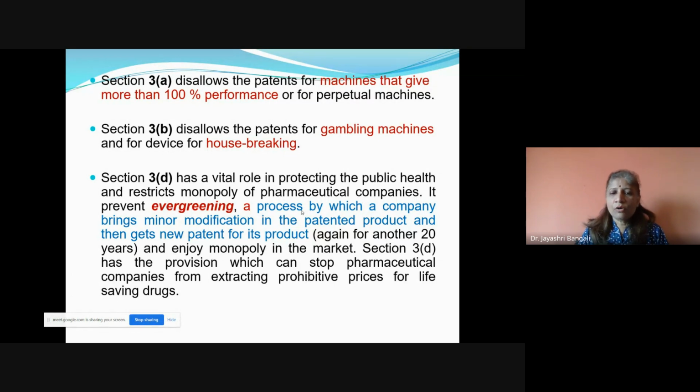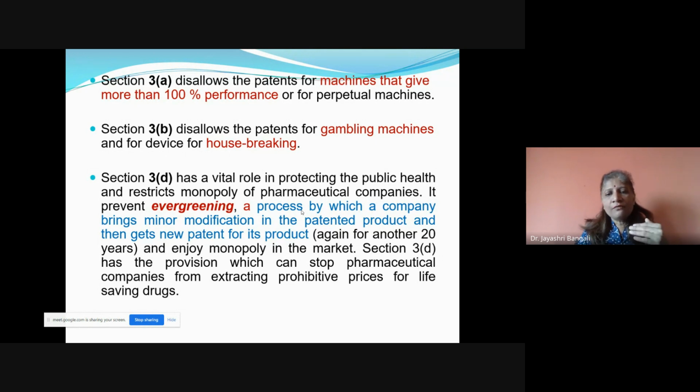Evergreening means a process by which a company brings a minor modification in the patented product and gets a new patent. Because, as you may have observed, though I have not mentioned it, the duration of a patent is 20 years. So suppose one company has taken the patent of a particular medicine in 2000, then in 2020 that protection will go, and that invention is available publicly.